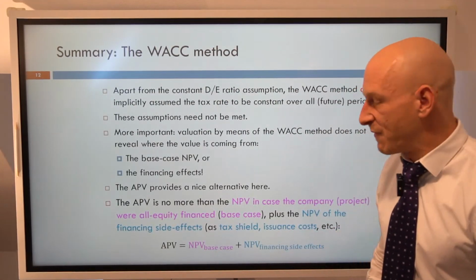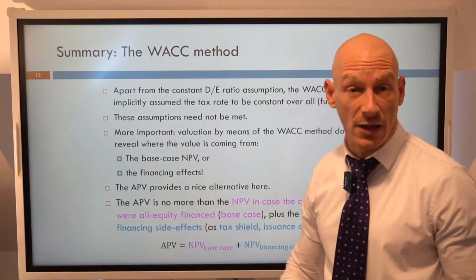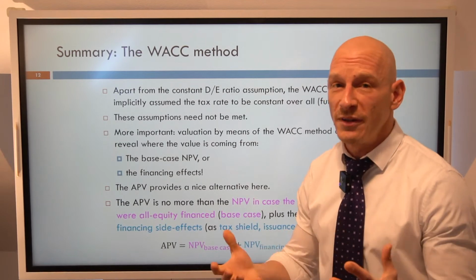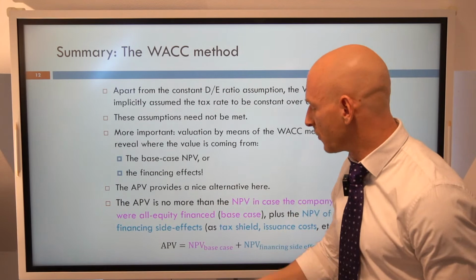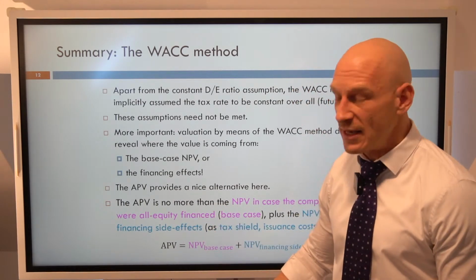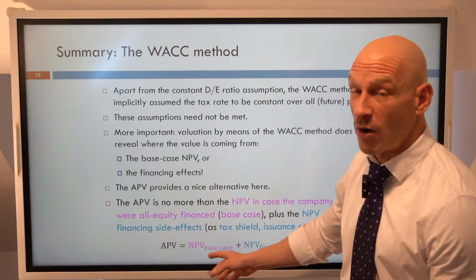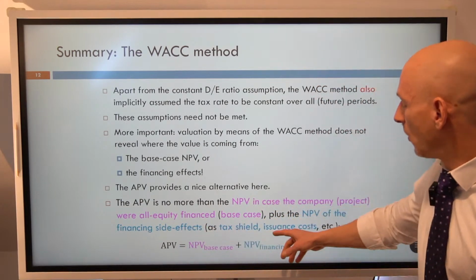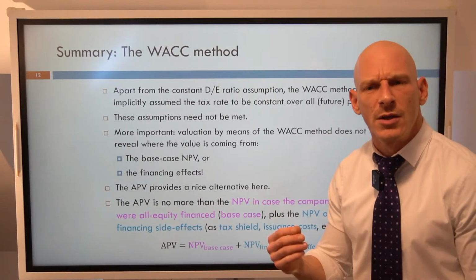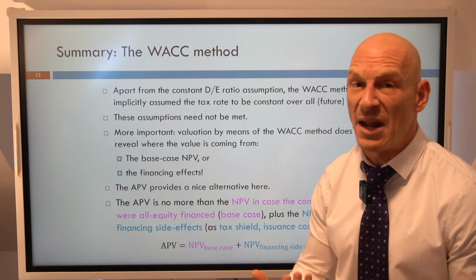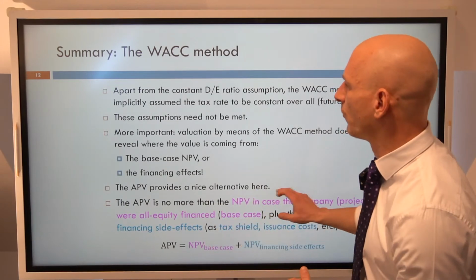Okay, guys, let's look at the APV method. As I've said, what you should expect at this point, we are still again calculating a net present value. The only difference is we will break it down into two net present values. The net present value of the base case, so assuming it were all equity financed, and only the net present value of the financing side effects. Why do we do it? So that we have a little bit of a better understanding of what the quality of this project really is.